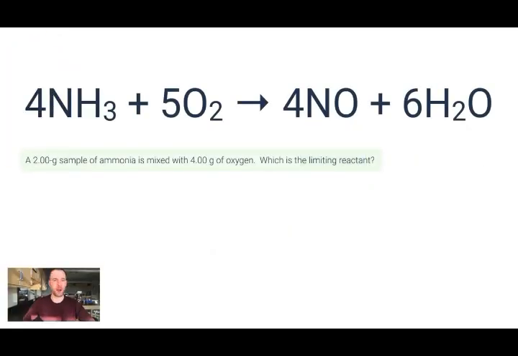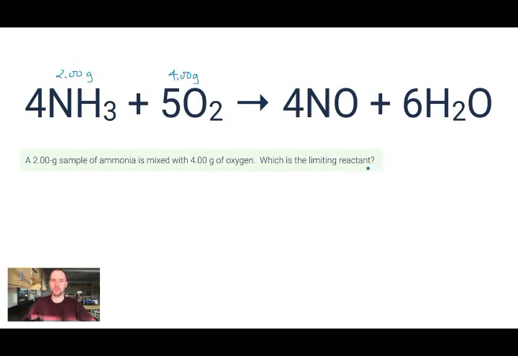So let's do an example problem here. This is ammonia reacting with oxygen to produce nitrogen monoxide and water. And the question says a 2-gram sample of ammonia, so 2 grams of this, is mixed with 4 grams of oxygen, so 4 grams of that. And then it asks, which is the limiting reactant?